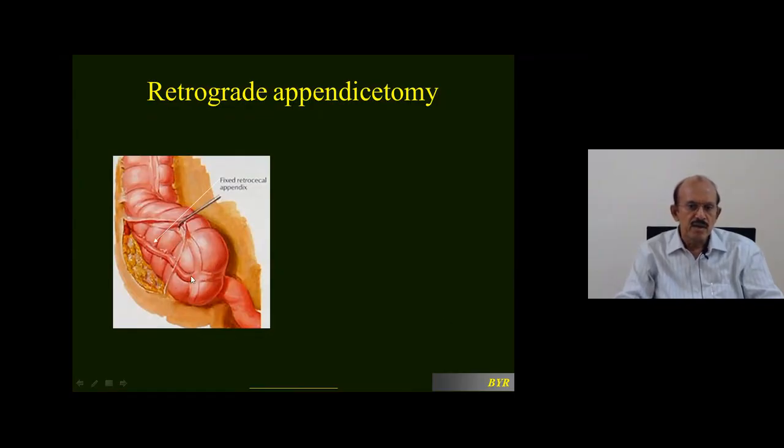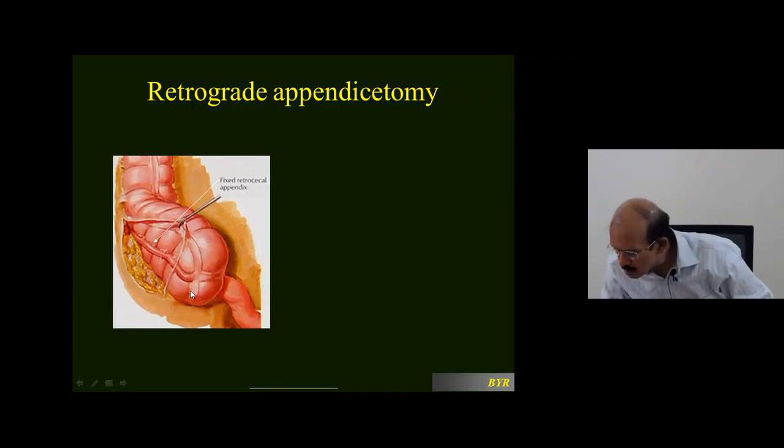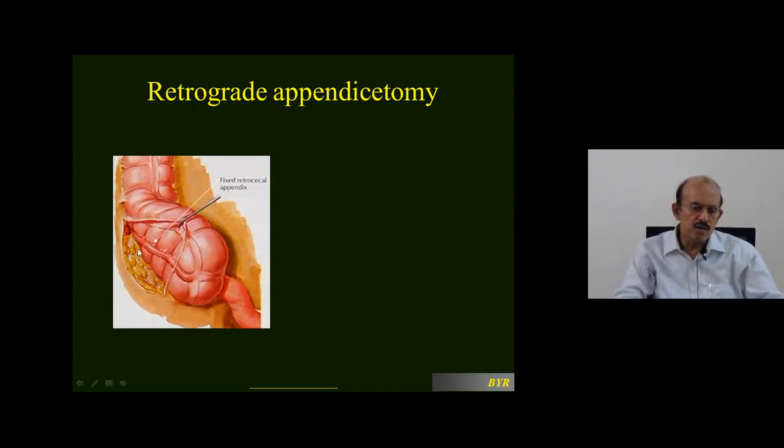You can see here this is a retrocecal appendix. So this appendix is almost adherent to the cecum like this. So when it gets inflamed, how to remove it? If you just try to hold this at this point and get it out, it is impossible. You cannot go to this point. That's what you do: you put a ligature here, hold at the base of the appendix and gradually dissect it from the cecum.